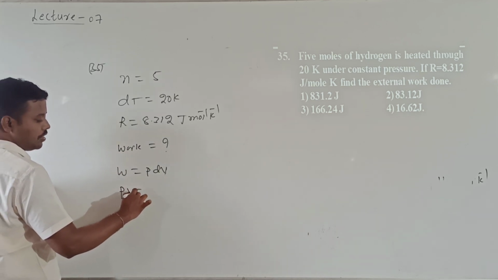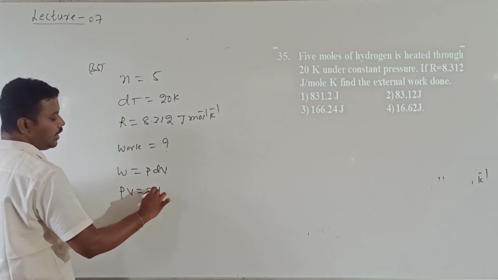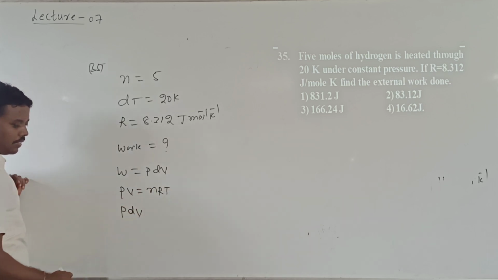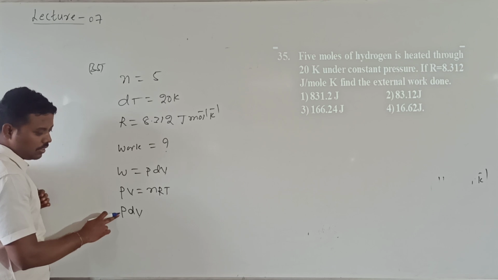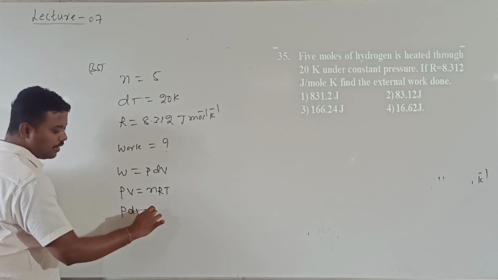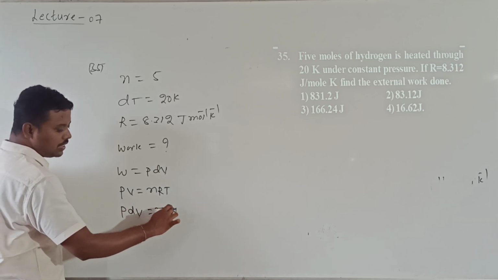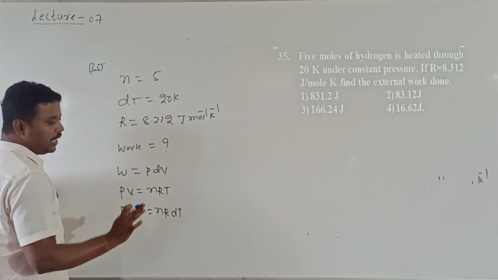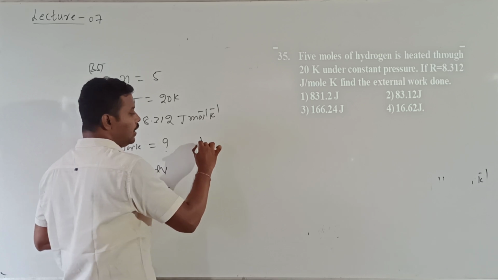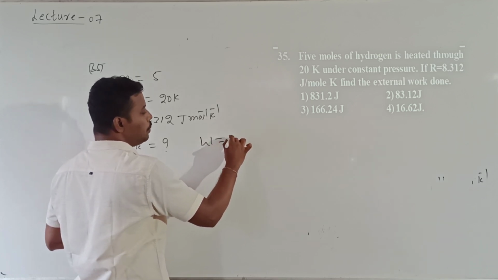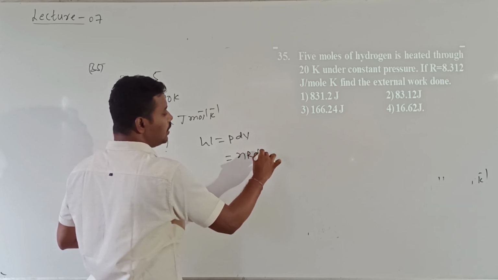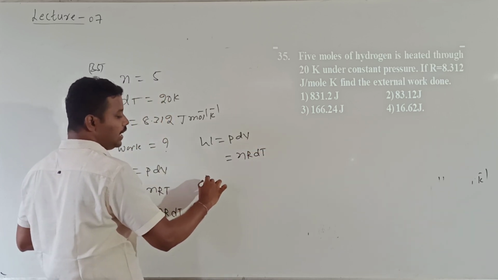According to the ideal gas equation, PV is equal to nRT. So what can I write? We differentiate both sides by keeping pressure constant. What is the change in volume? dV. nR is constant. What is the change in temperature? dT. So what can I write? PdV is equal to nR into dT. Now what happened to work done? The W value is equal to P into dV. It will become n into R into dT. Over. Now can we calculate that?